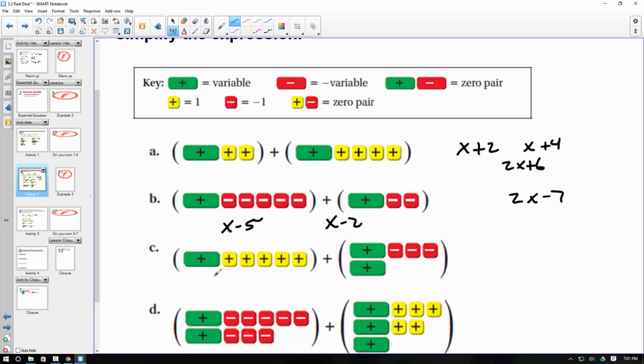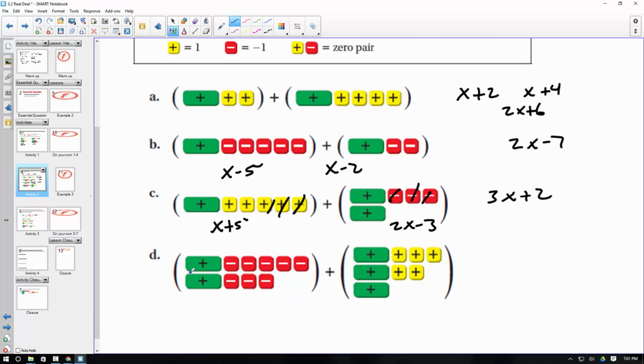This one here, I have x plus 1, 2, 3, 4, 5. So x plus 5. And 2x minus 3. If I put them together, I'm going to have 3x plus 2, because this here and this here and this here and this here and this here and this here. So that's how I get my 3x plus 2 left over.